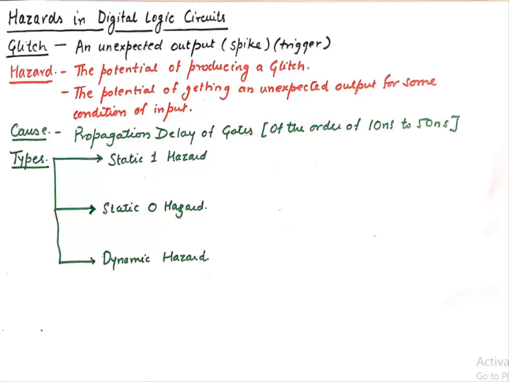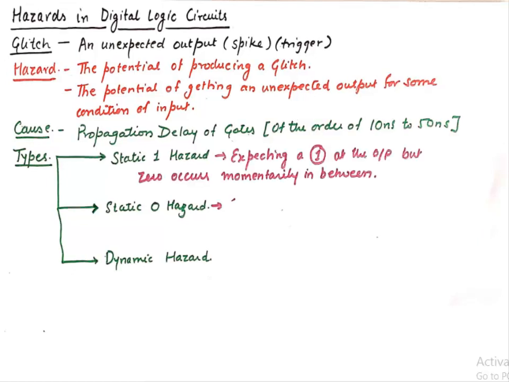Then we need to figure out the types of hazards that we may encounter. Hazards are classified as static 1 hazard, static 0 hazard, and dynamic hazard. Let's understand what a static 1 hazard is in this video. By definition, a static 1 hazard is when we expect a 1 at the output, but 0 occurs momentarily somewhere in between. A logic circuit is placed under a condition where ideally we should be getting a 1 at the output, but some change may trigger a 0 at the output, and that is known as a static 1 hazard.